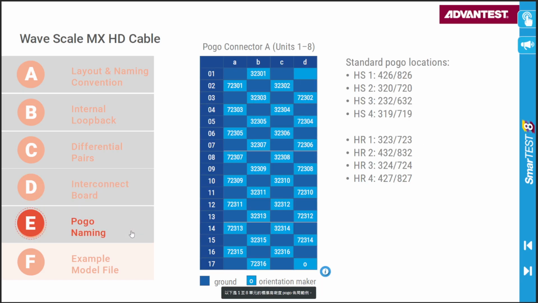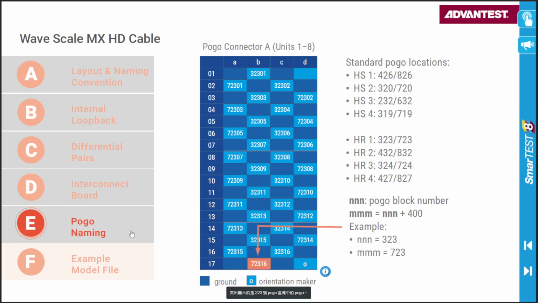Here is an example of a standard, high-density Pogo layout for units 1 to 8, showing the Pogos relative to the unit block diagram. The highlight shows a Pogo in Pogo block number 323. By adding a value of 400 to the Pogo block number, you can calculate the channel number, which is 72,316 in this case. Note that only Pogo connector A is shown. If you now hover over the blue marker, you can compare the Pogo view side by side with the layout view.